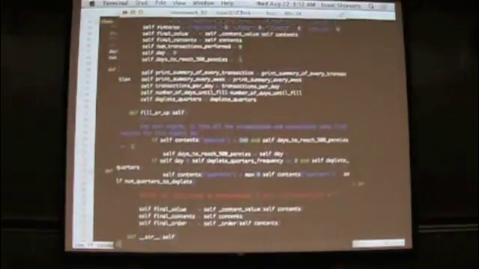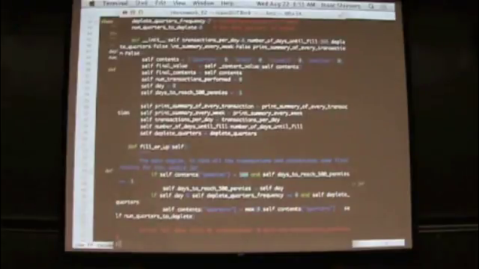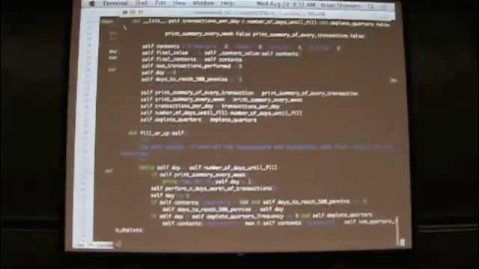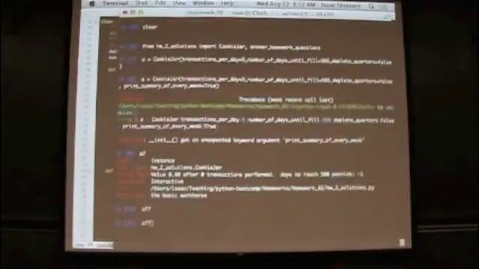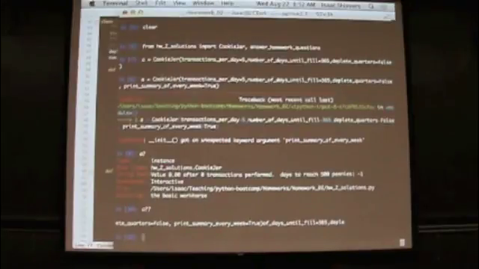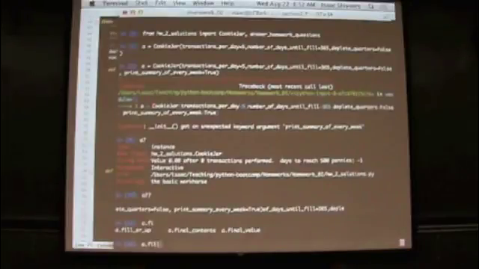So the variable I'm looking for is print summary. Oh. Print summary every week. There we go. So I'm going to run a year's worth of transactions. There it is. I guess it doesn't print the full summary. But let's see what A has in it now.